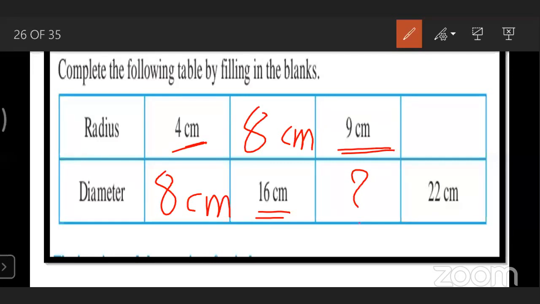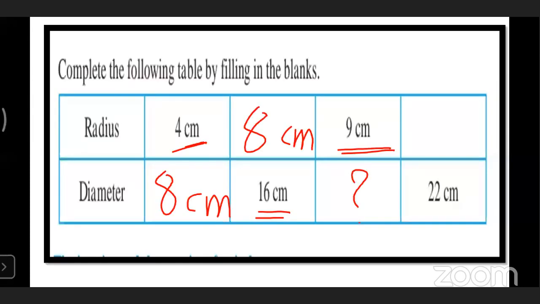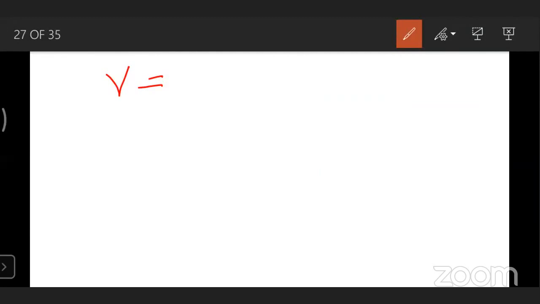Let's solve this sum. Now tell me, what is given? The radius is given. 9 centimeter. And what do we have to find out? We have to find out the diameter. Now tell me the formula to find the diameter.